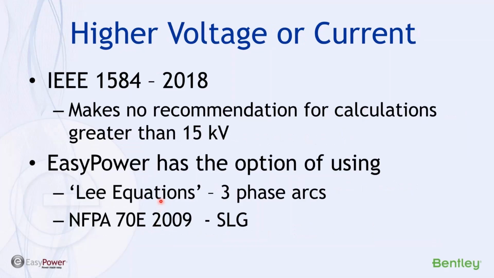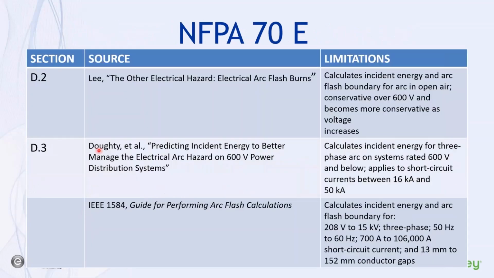Now it gets more interesting when we have higher voltage or current. And so 1584 makes no recommendation for calculations on systems greater than 15,000 volts. EasyPower gives us the option of using Lee equations for three-phase arcs, or for single line to ground faults, a calculation that's very much akin to ARCPRO. So let's get into details here.